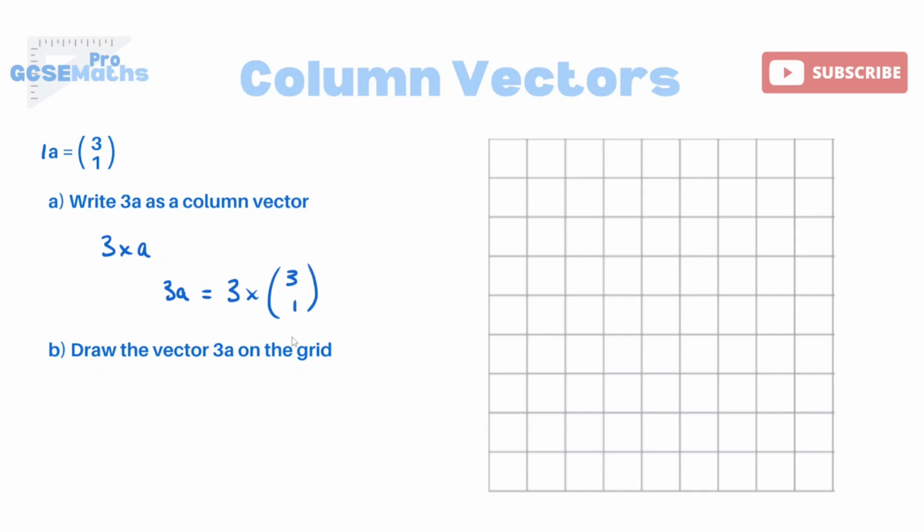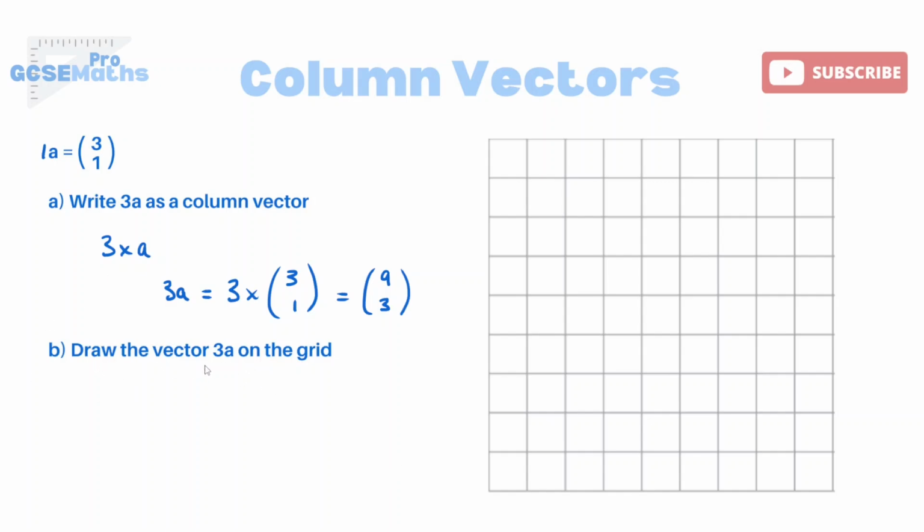Because it's getting 3 times as tall if you imagine it vertically, and 3 times as wide if you imagine it horizontally. So 3 times 3 at the top is now 9 along to the right. 3 times 1 at the bottom is 3 up. So it's literally just the same exact vector. It's now 3 times as big.